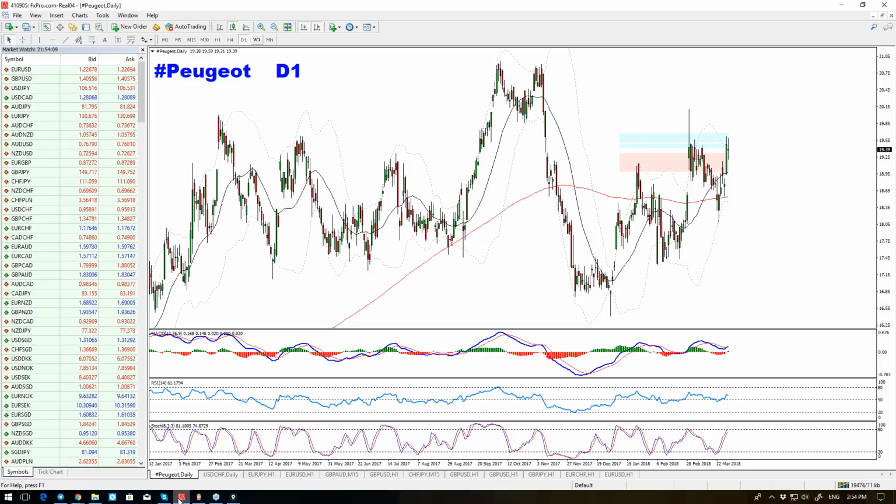Our idea with the cryptos was and remains momentum trading. If the momentum comes, we want to be there with the breakout.